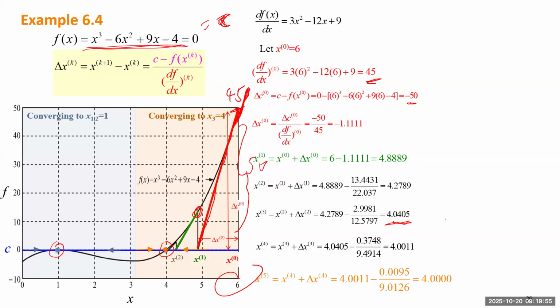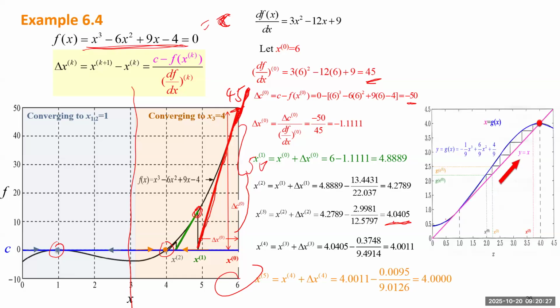So there's a boundary near 3. On the right-hand side, if you start any iteration, it will converge to the root at 4, and on the left, it will converge to the root at 1. Depending on what this function is, but this is just a third order polynomial. If the function is very complex, there may also be some areas that do not converge to any roots.